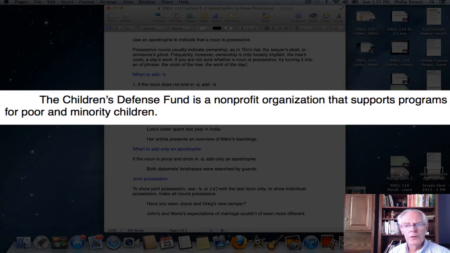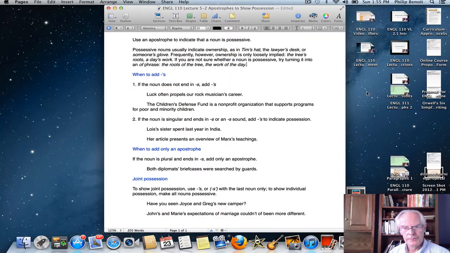The Children's Defense Fund is a nonprofit organization that supports programs for poor and minority children. Children's Defense Fund, again, children does not end in an S, so we put an apostrophe S to show possession.